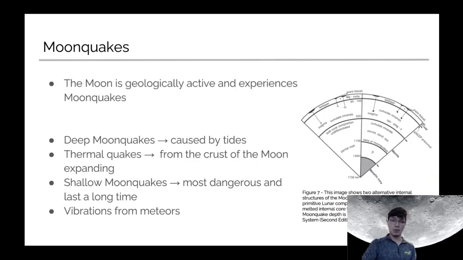And this often results in some moonquakes. The moon is geologically active and experiences these moonquakes. So there are several types. There's the deep moonquakes, which are caused by these tidal forces; thermal quakes, which are caused by the crust of the moon expanding with the temperature and also the tides; shallow moonquakes, which tend to be the most dangerous and last a long time along the lunar surface; along with vibrations that can be caused from meteor impacts along the moon.